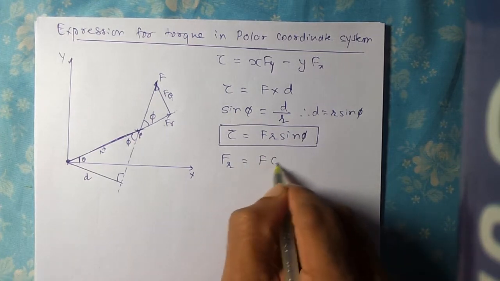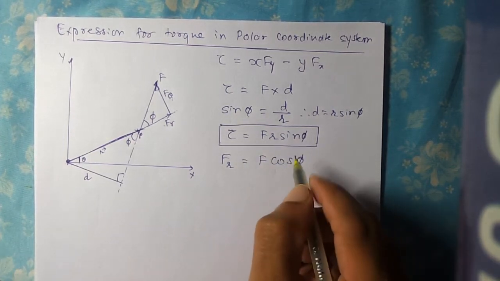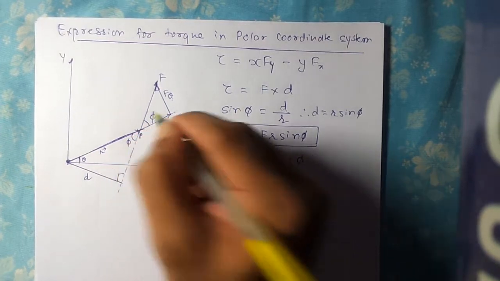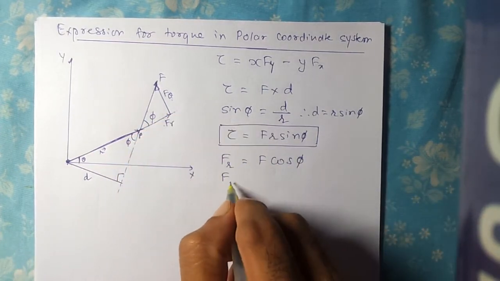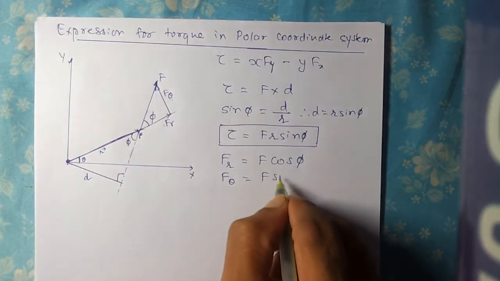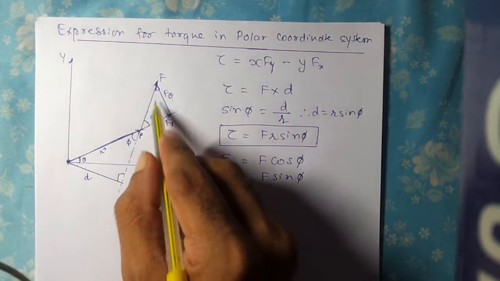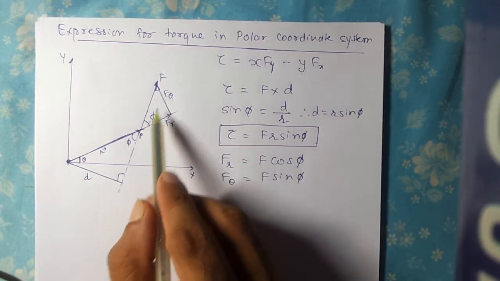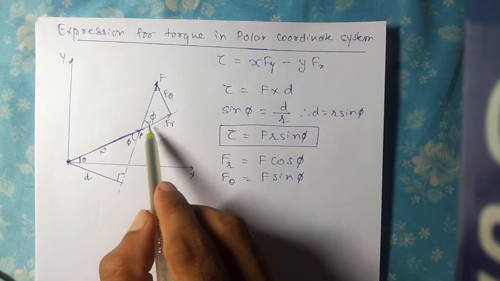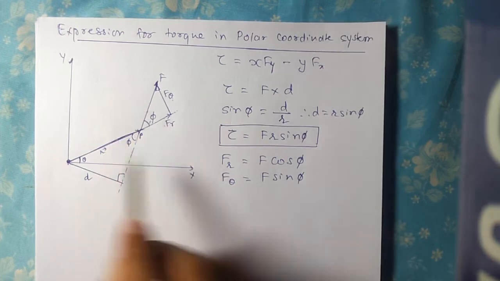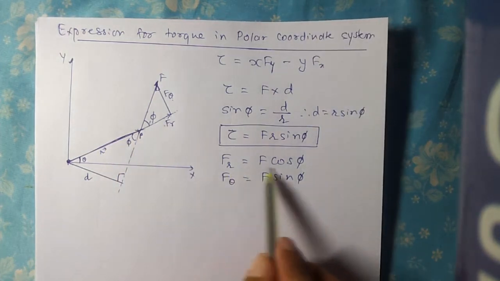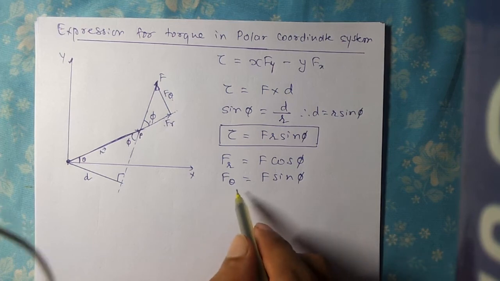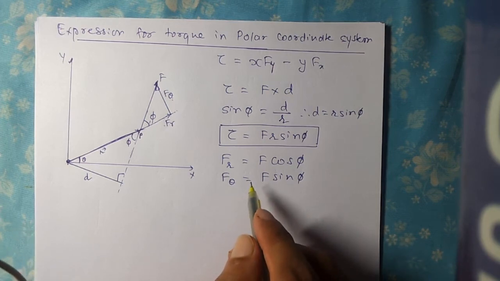Let me get values of Fr and F theta. Fr will be equal to F cos phi. Right? Fr will be equal to F cos phi because this is phi, and F theta is equal to F sin phi. Right? As you can clearly see in this particular triangle, this is phi. Sin phi will be F theta upon F, and cos phi will be Fr upon F. So F theta will be F sin phi, and Fr is equal to F cos phi. Right? So this is how I get these.